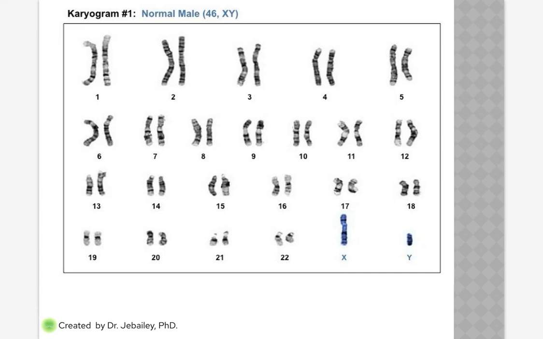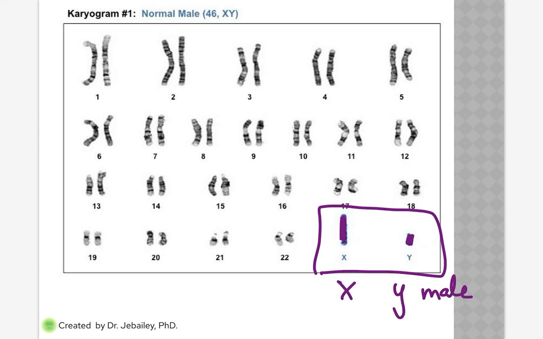ask you to figure out the gender. So you look at the bottom here and you see there's a big X, a big chromosome, and a tiny one. Obviously that's X and Y, which means this is a male. So whenever they ask for the gender, look at the last pair.